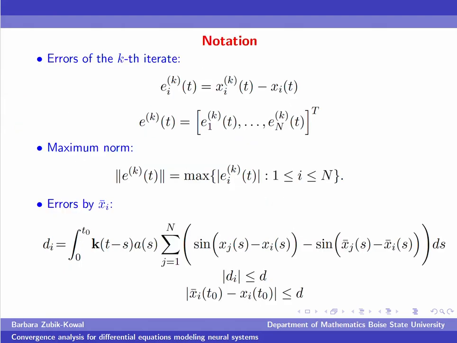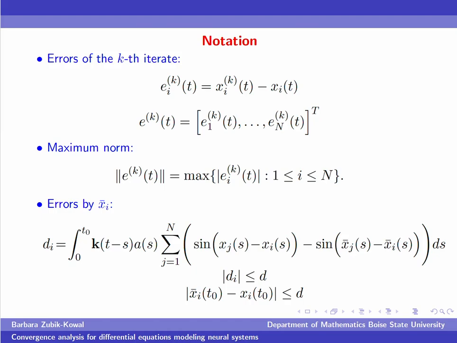For the derivation of error bounds, we use the following notation. Here, e^k(t) is the time-dependent vector whose components are the differences between the iterates x_i^k(t) and the exact solutions x_i(t). So this is a vector of errors at the kth iteration. And now for these vectors, for these errors, we use the double vertical bar notation to represent the maximum norm across all indices i.